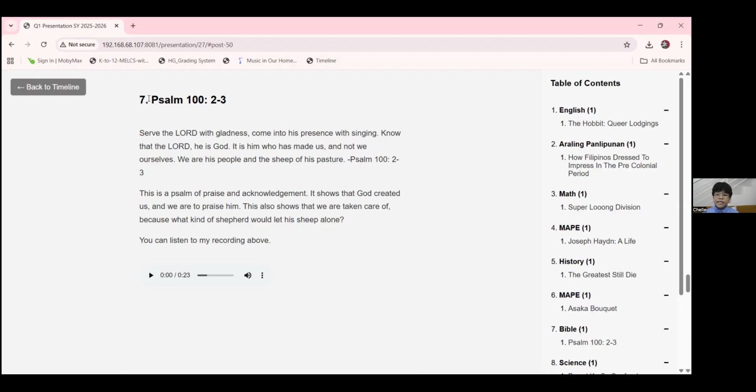This is a psalm of praise and acknowledgement. And it shows that God created us. And not only that, we are taken care of by him. Okay, so that's for my Bible.